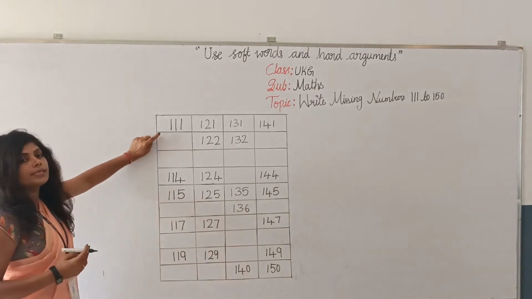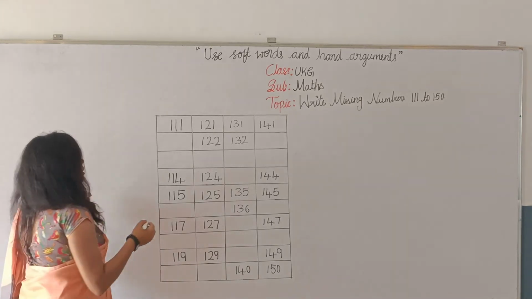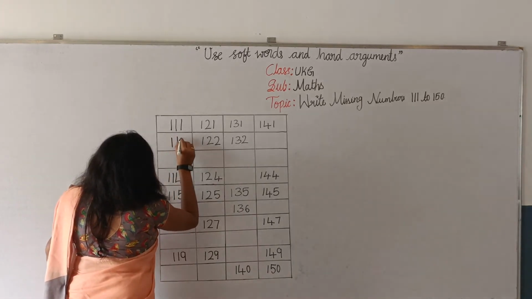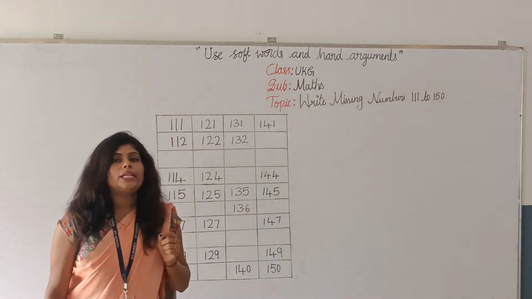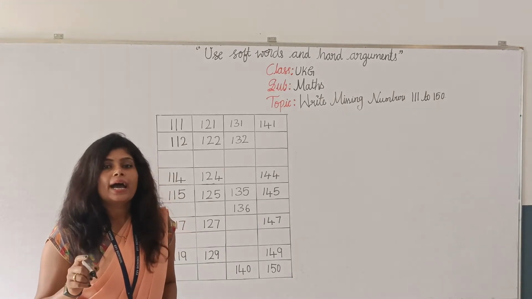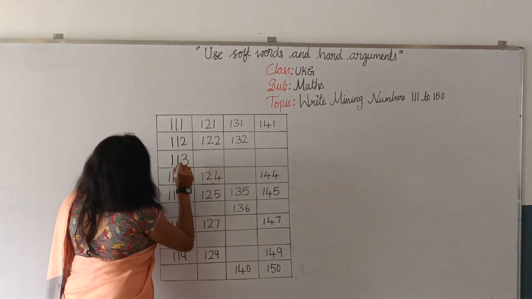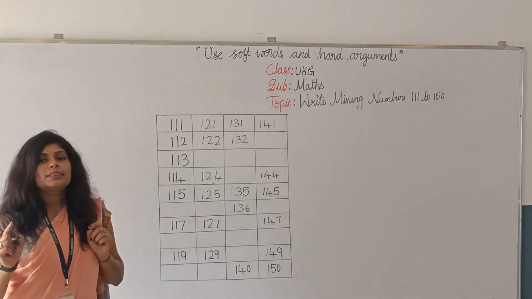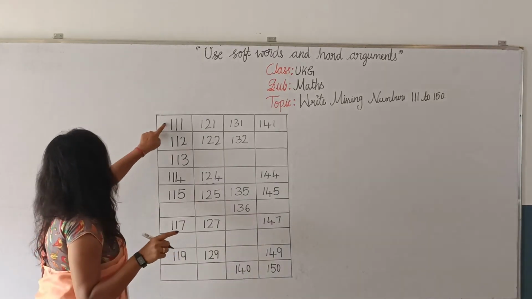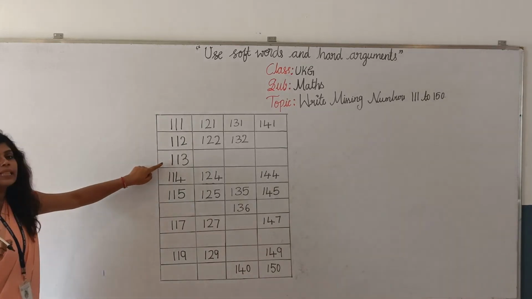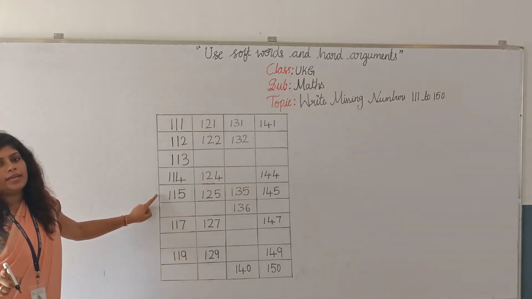For example, this is 111, right? What should come after 111? 112. Next will be 113. 111, 112, 113, 114, 115.